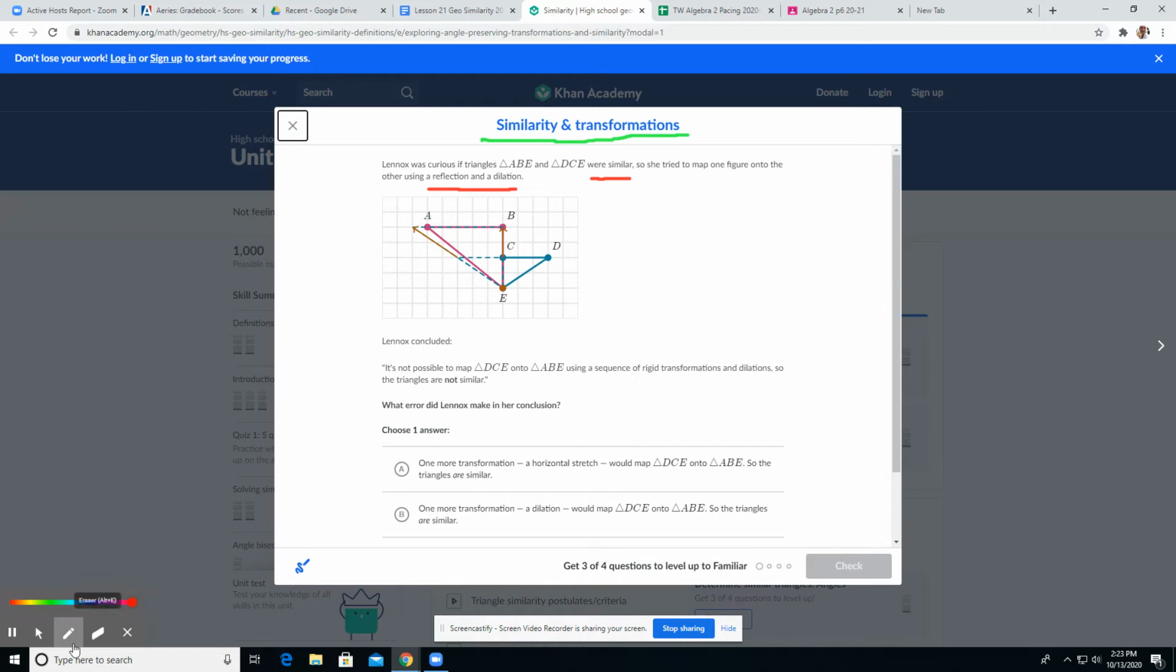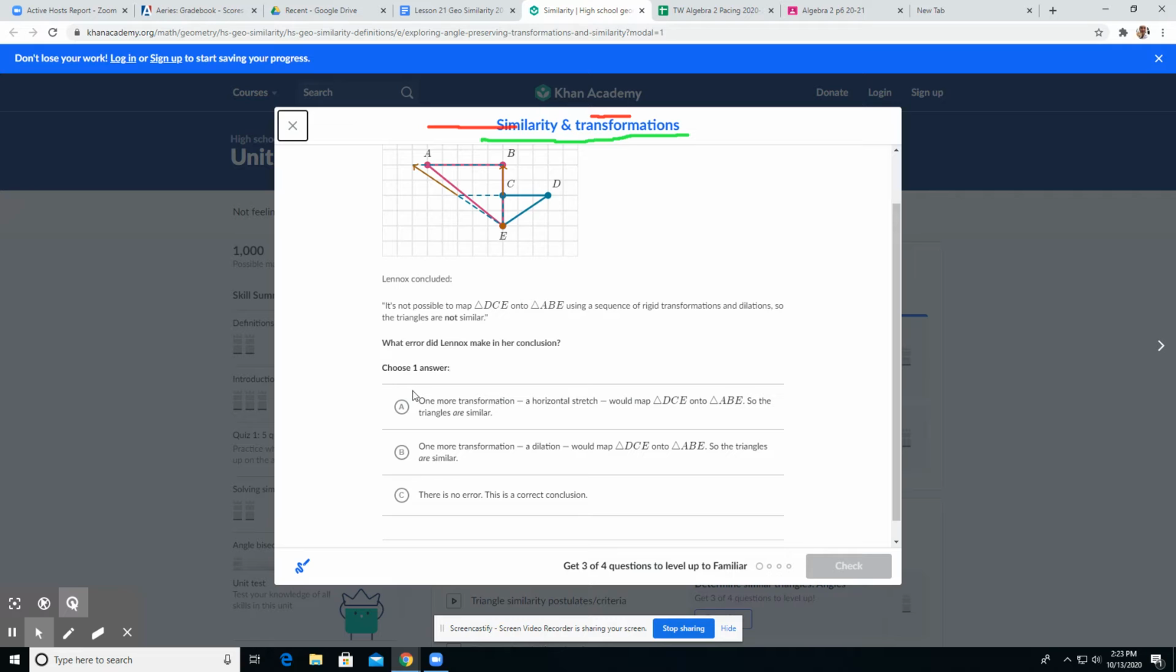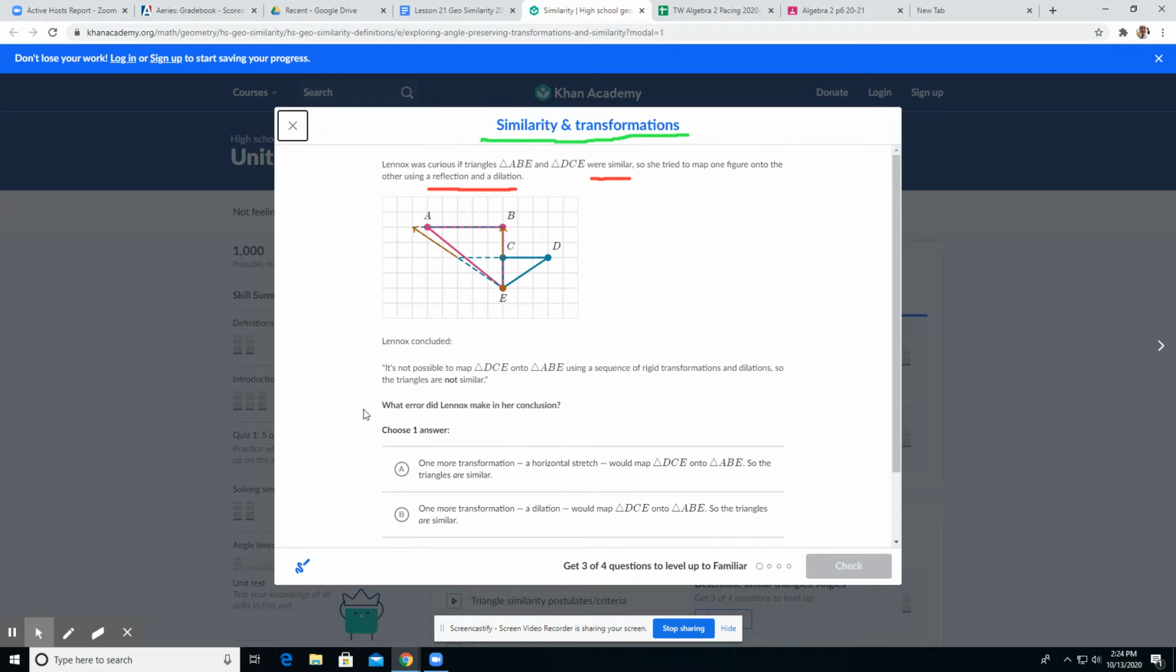Linux concluded it is not possible to map DCE, the small one, onto ABE using a sequence of rigid transformations and dilations. So the triangles are not similar.